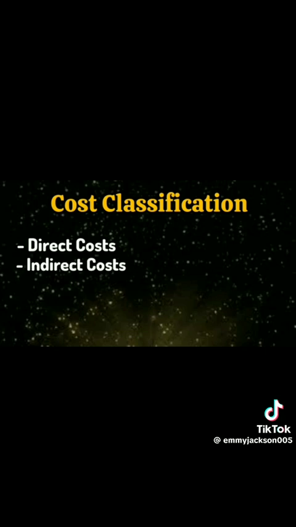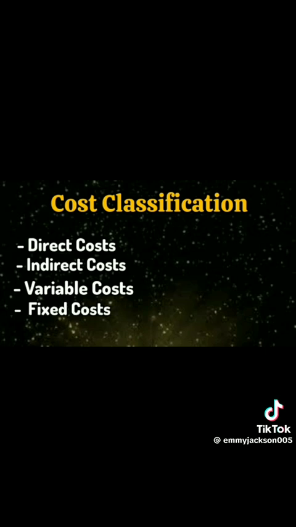2. Indirect costs. Indirect costs, also known as overhead costs, cannot be directly attributed to a specific product or service. Examples include rent, utilities, and salaries of support staff. Indirect costs are allocated to products or services using various cost allocation methods. 3. Variable costs. Variable costs change in proportion to the level of output or activity. As the volume of production increases or decreases, variable costs also vary. Examples include direct materials, direct labor, and electricity costs in a manufacturing plant.